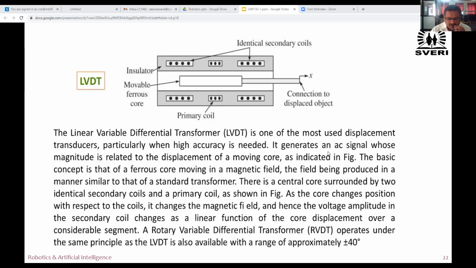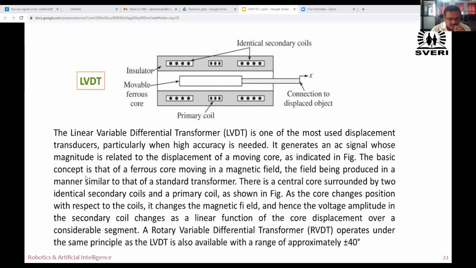It generates an AC signal whose magnitude is related to the displacement of a moving core. See that, whatever I have told, when this iron core or ferrous core moves, a signal is generated, and that signal is directly calibrated in terms of the difference between the voltages of the primary coil and secondary coil.